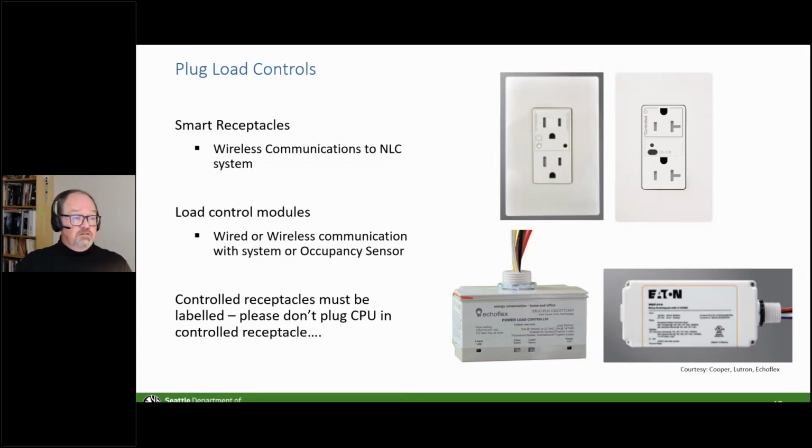Some manufacturers offer smart devices. So they essentially have receptacles that are designed to work with their network lighting controls or their LLC systems, or they can be standalone as well. But the receptacle itself has a radio frequency receiver in it, and it will take signals from a wireless occupancy sensor or from a system that is time clock driven, and it will operate accordingly, right?